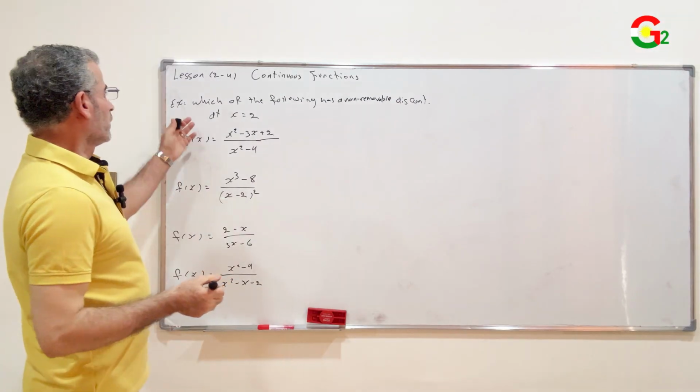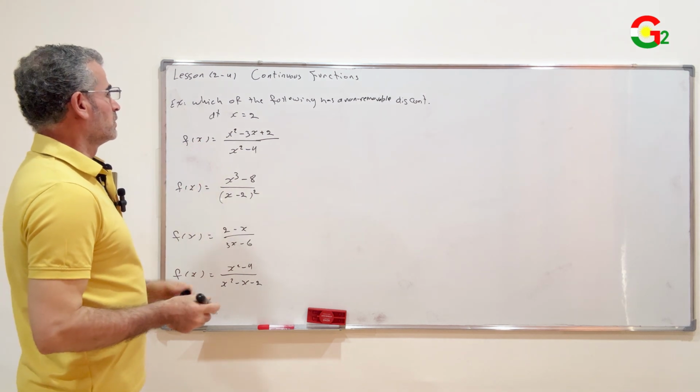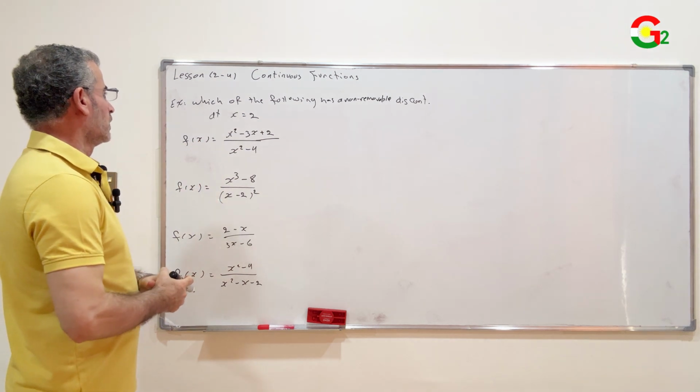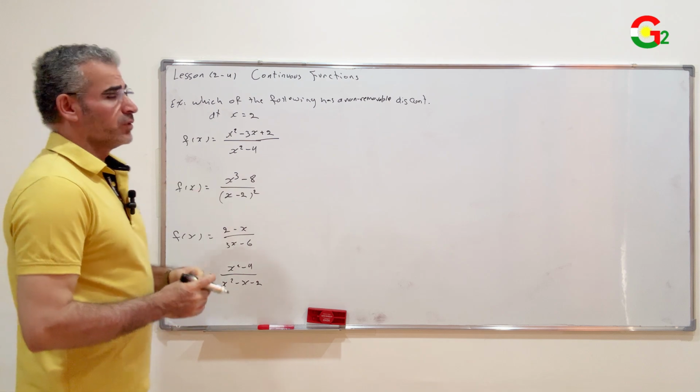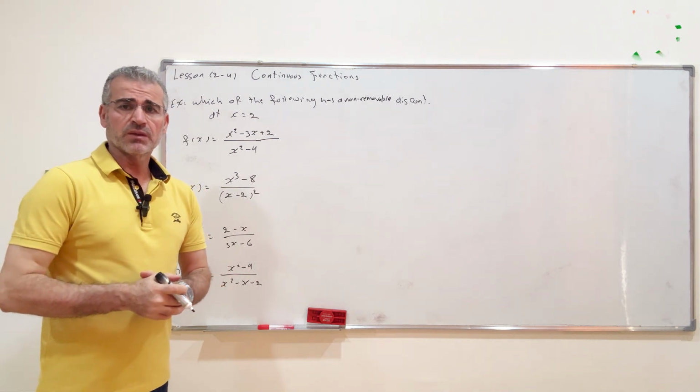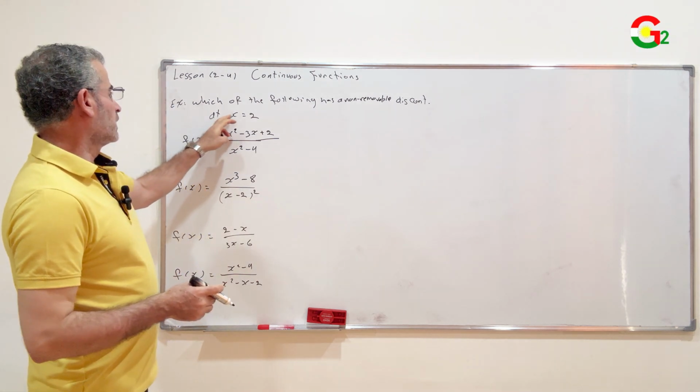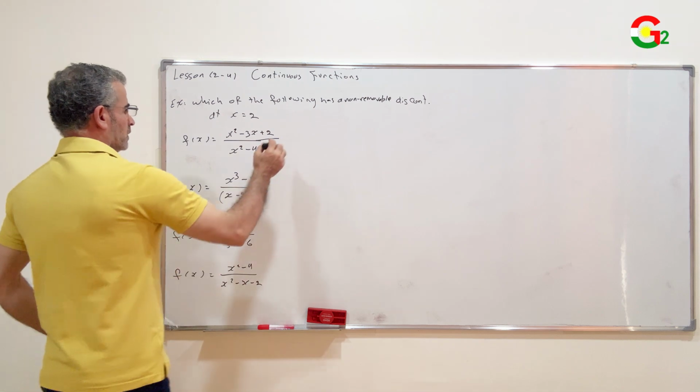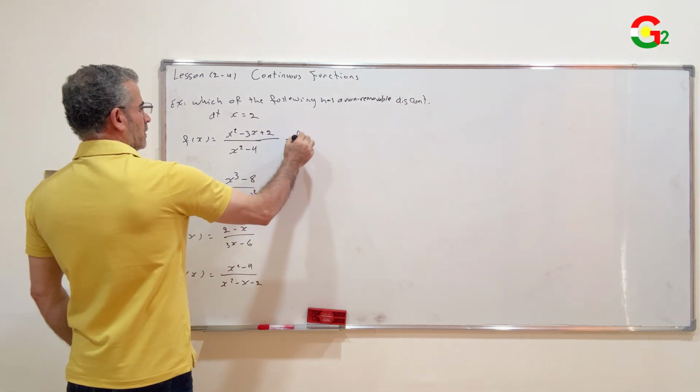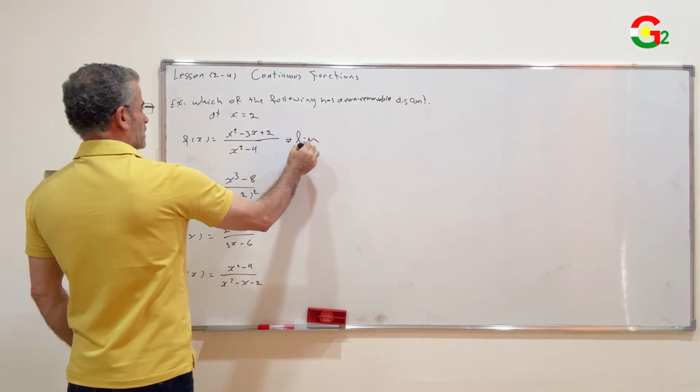Example: which of the following has an unremovable discontinuity at x equal 2? An unremovable discontinuity means the limit does not exist at x equal 2. Let us see the limit of this function when x approaches 2.